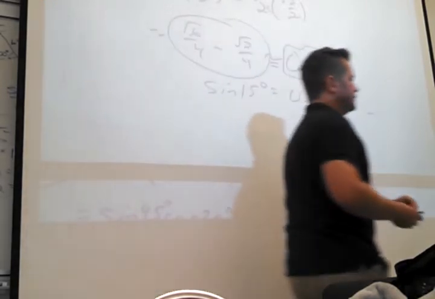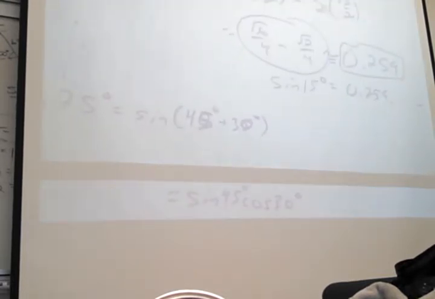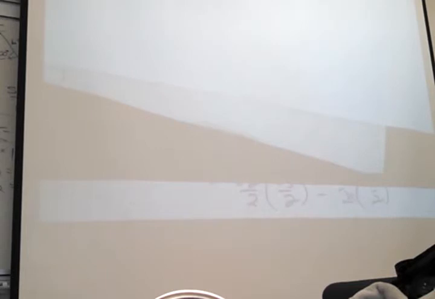Exactly. So if I said sine of 75 degrees, how could you rewrite that? 45 plus 30. So it's just like the 15, just now it says sum. So it'll be exactly the same setup, except there'll be a plus in the middle, right, whenever we write these.